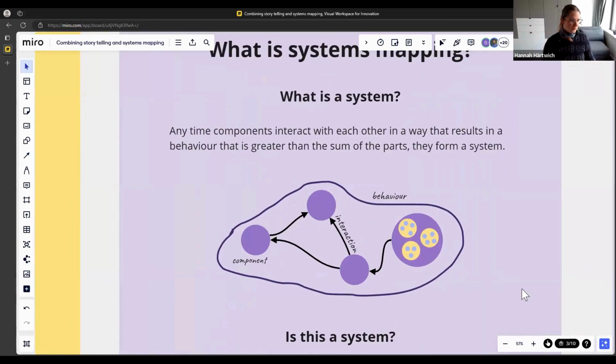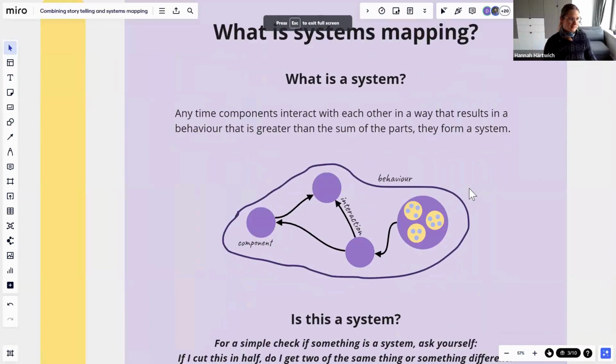So one definition that I like to work with for what is a system is that anytime components interact with each other in a way that results in a behavior that is greater than the sum of the parts, they form a system. So when we talk about a system, we see it consists of multiple components. They are interacting with each other in some way. And from that interaction between the components results an overall behavior of the system.